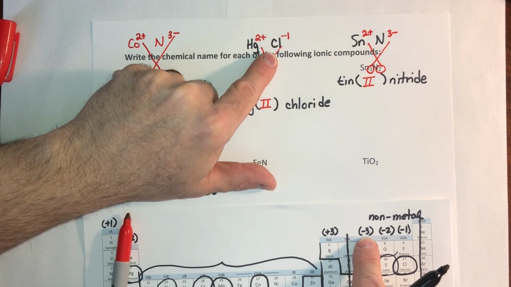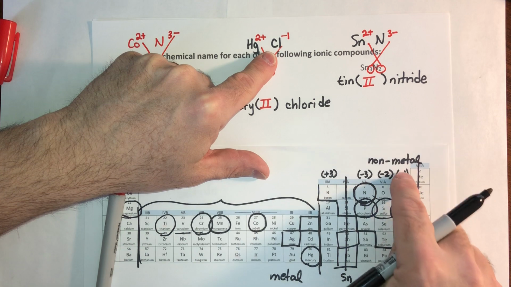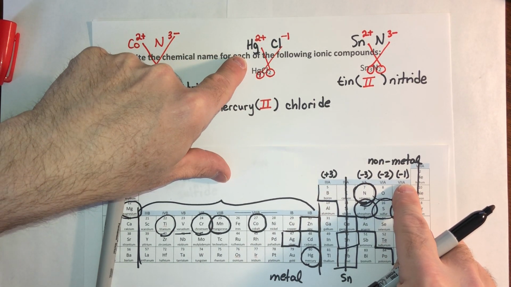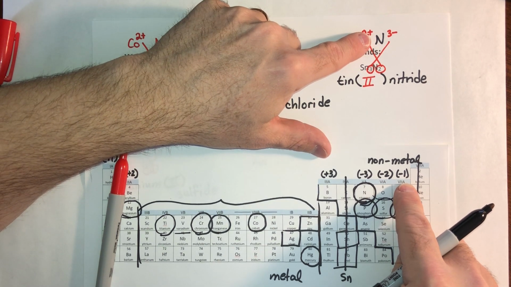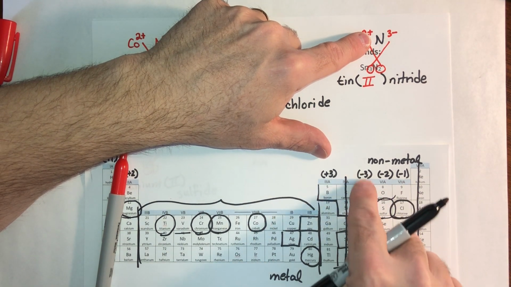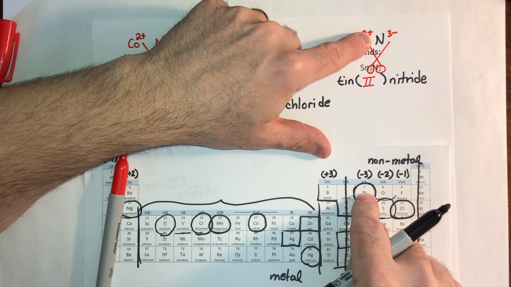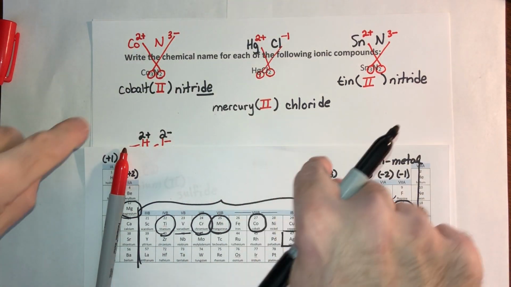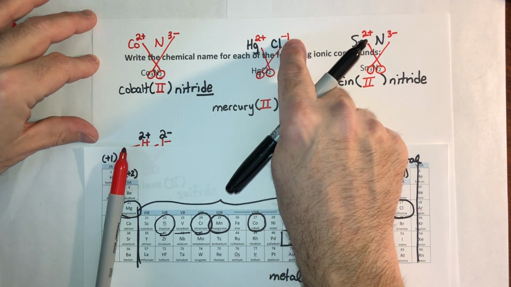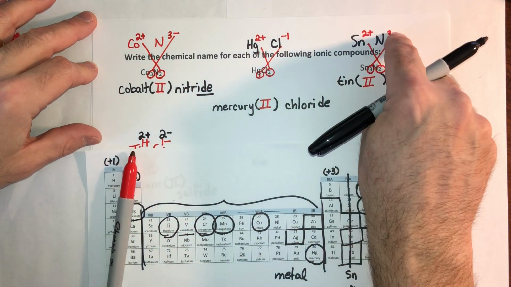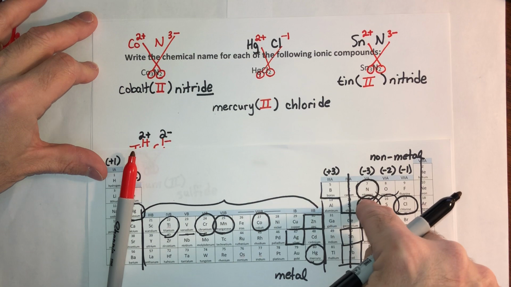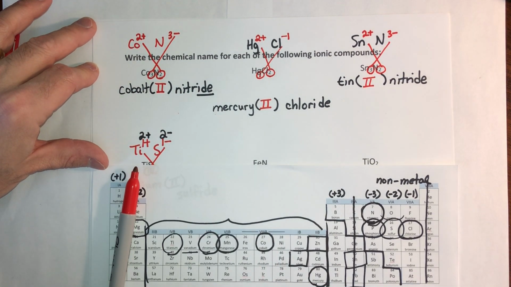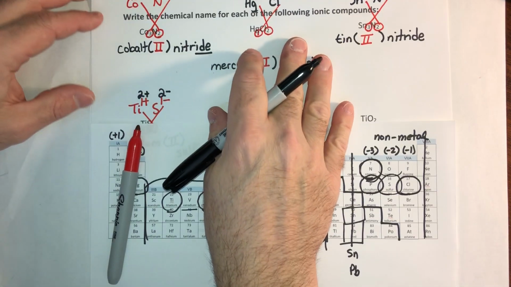I said chloride has a -1 charge. Does chloride actually have a -1 charge? Yes, so these are correct. Here I said nitride had a -3 charge. Does nitride have a -3? Yes, so this is correct. When you are switching them back and you're showing the charges, you always need to check that the nonmetal charge is correct. That's the only way you're going to know if it got reduced. Okay, so let's try another one like that.